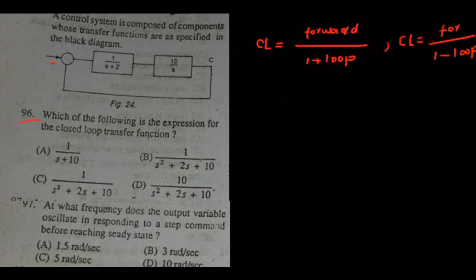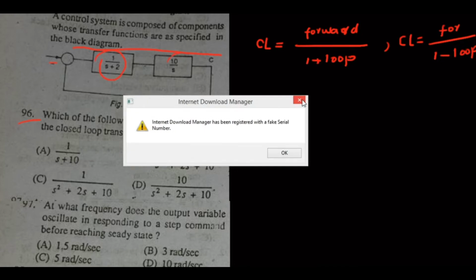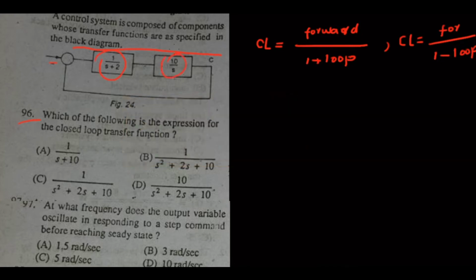Now, this is the forward path. The direct path from input to output is called the forward path. In the forward path, we have 1 divided by s plus 2, and 10 divided by s. So the forward path contains 1 divided by s plus 2, 10 divided by s, divided by 1 plus loop.